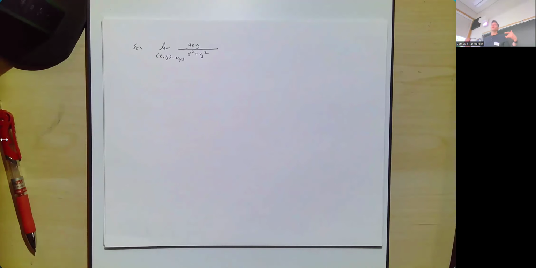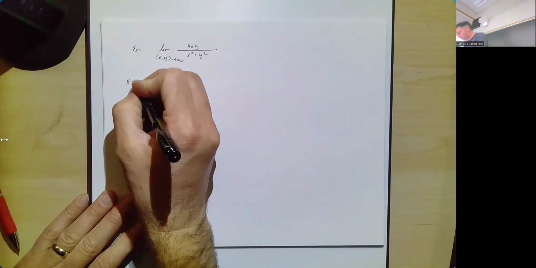So again, I do a quick check. If I plug in 0, 0, I'm getting 0 over 0, so I know I need to look at some paths. I definitely think you should always consider at least one of either x equals 0 or y equals 0. Usually they are fruitful. Occasionally they don't help. Let's do x equals 0.